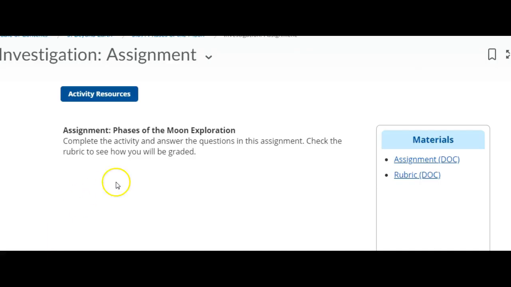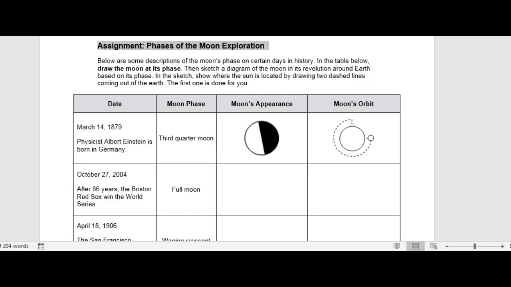All right, so you have a phases of the moon exploration. You're going to complete this activity and answer the questions. So go ahead and click on that assignment and you can open that up. So this assignment is pretty straightforward.